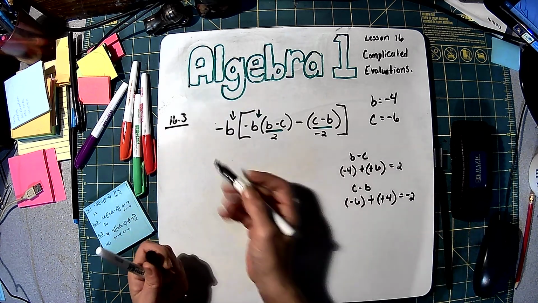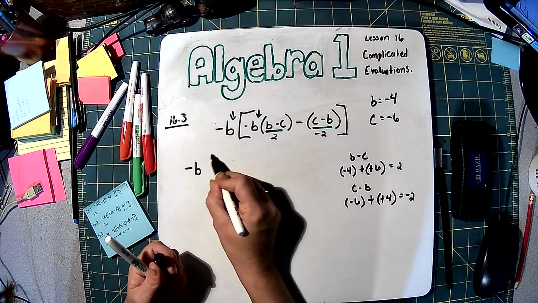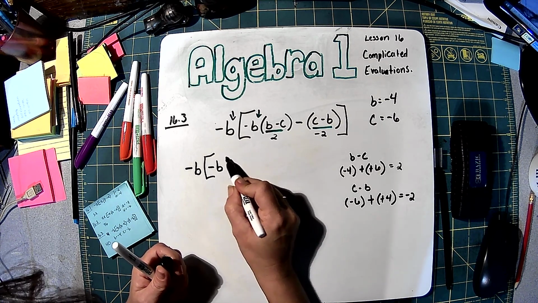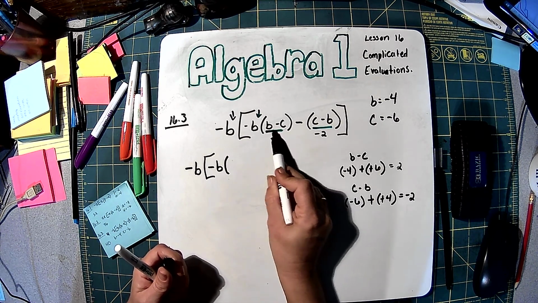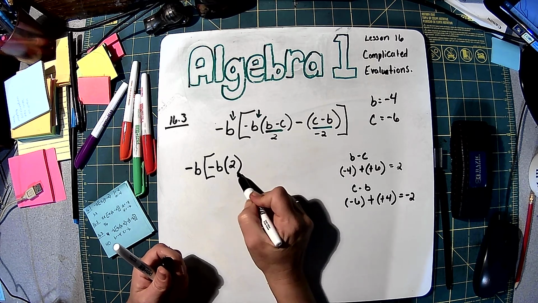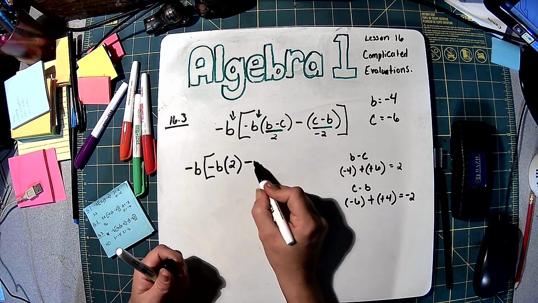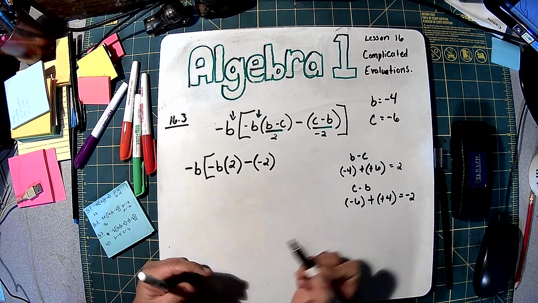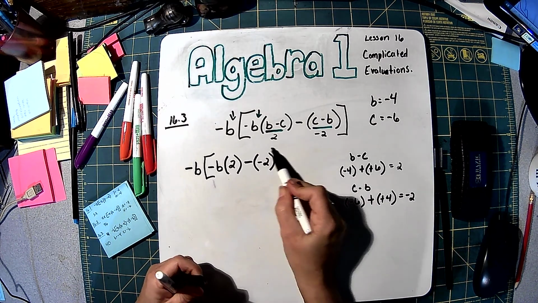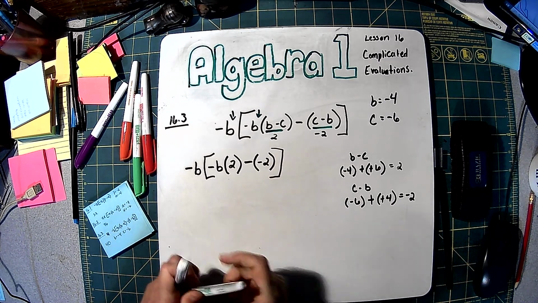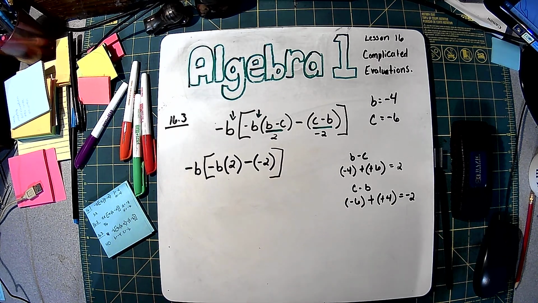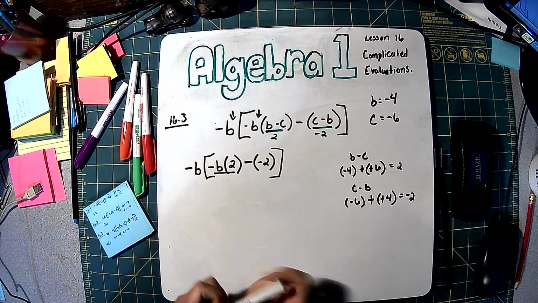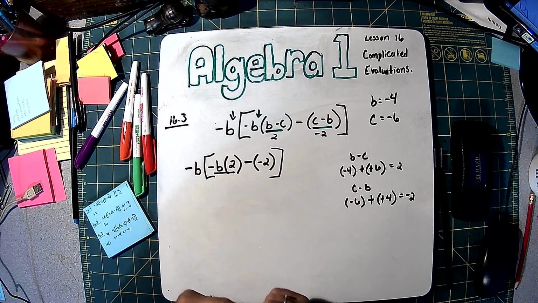Now I'm going to copy all this down. So I've got negative b in my bracket minus b, then my parentheses, and in this one, b minus c, it was 2, and then minus, and then in this one, it was negative 2. Okay, so the next thing I'm going to need to do, we always have to do multiplication before we do addition and subtraction, so I have to multiply here. Okay, multiply there first before I add or subtract over here.